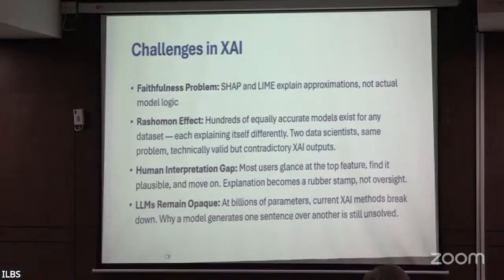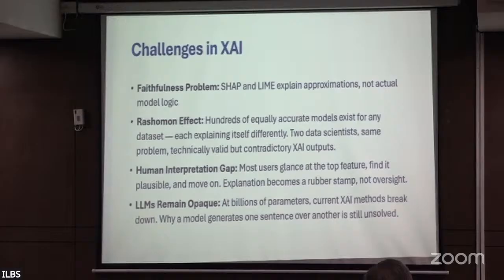Another thing is the human interpretation gap. Most users glance at the top features, find them plausible and move on. Maybe the top 5 features are clinically adequate, but the model is using maybe the top 25 or 30 features. So how will that be handled clinically and reliably? That is a question. The explainability is there, but it is still not adequate to some extent, when a very high risk factor is associated, whether we will go with it or not.